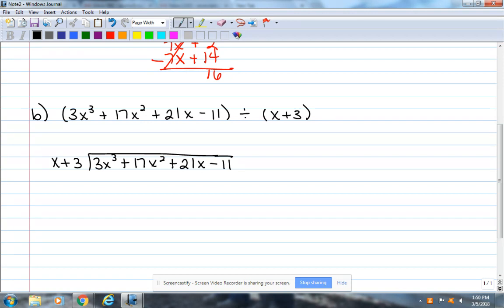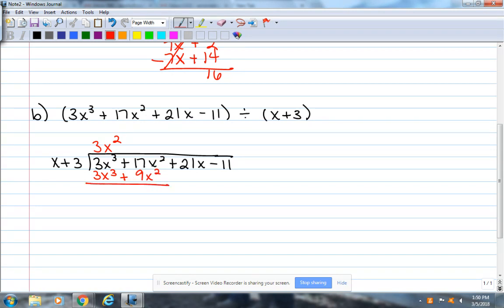All right, so you start by saying, what multiplies times x to get 3x to the third? 3x squared, very good. Is everybody okay with that? Then you distribute to the outside. So what is 3x squared times x? 3x to the third. And what is 3x squared times 3? 9x squared.